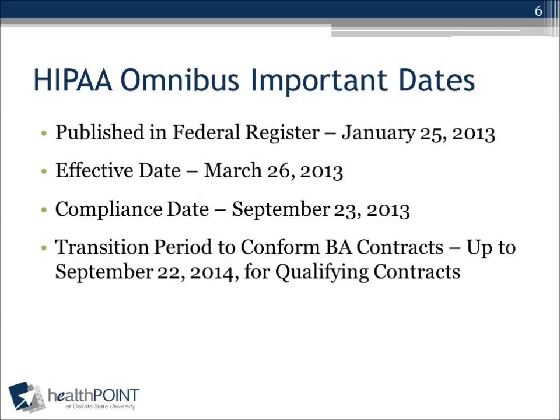There was a transition period for business associate contracts that needed to transition. September of 2014 was the effective date for those to be in compliance. So those dates have passed, but we need to make sure that we are compliant, and a review of the rules is very important on a regular basis so we understand what we should be doing.